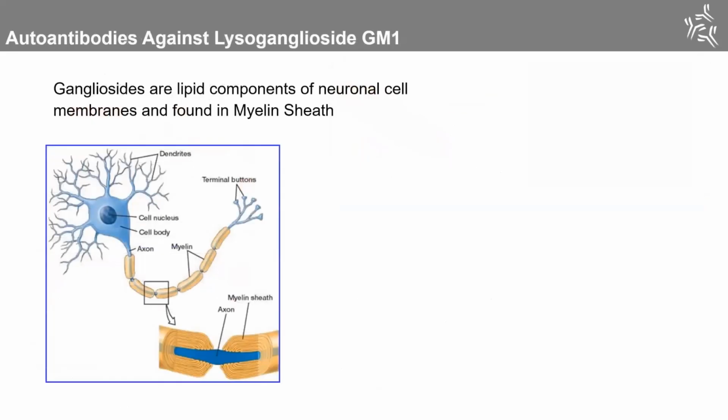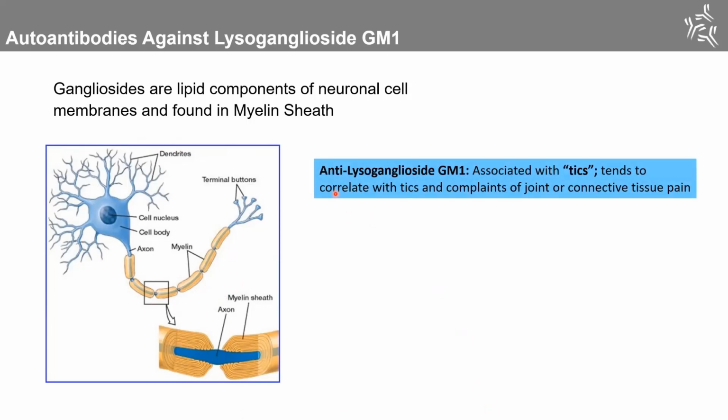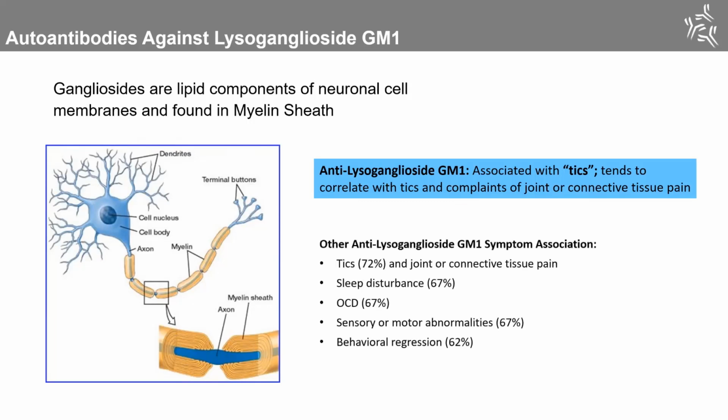Now, lysoganglioside GM1 is a ganglioside that is involved in the myelin sheath around the nerve cells. You can think of this in the case of MS, where there's this targeting and deterioration of the myelin sheath around the nerve. We do find that when antibodies are directed against lysoganglioside GM1, there are associations with tics. They also correlate in some cases with joint and connective tissue pain. You can see other types of symptoms, sleep disturbances, OCD, etc.